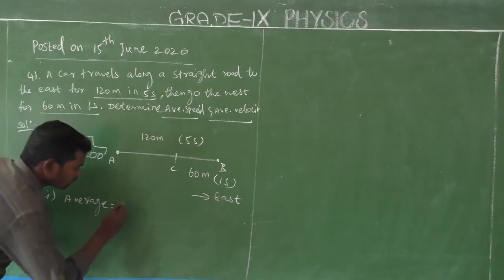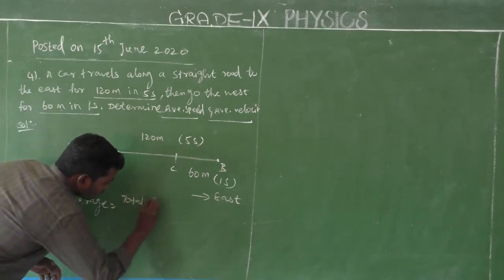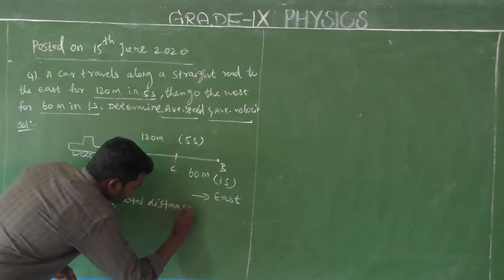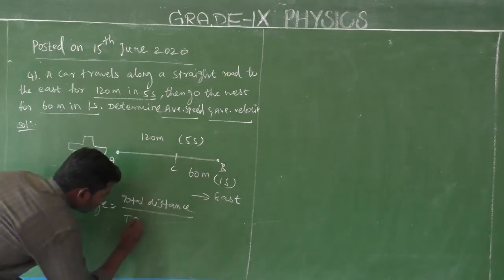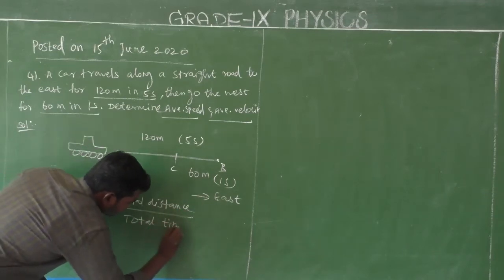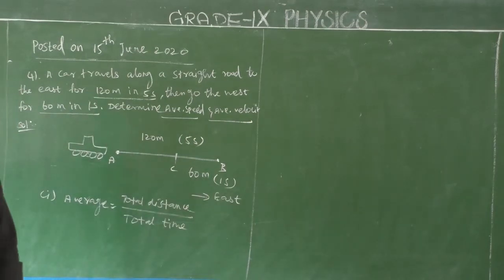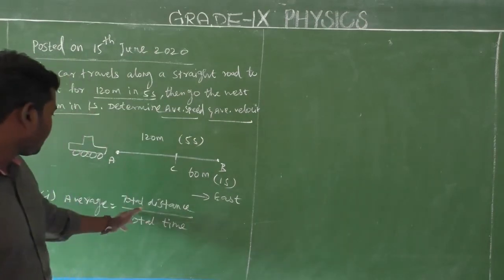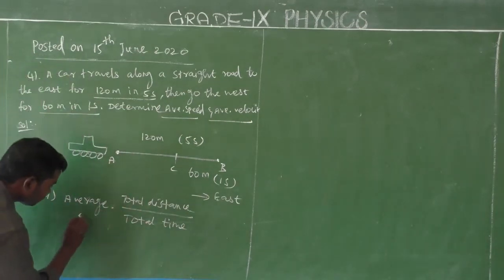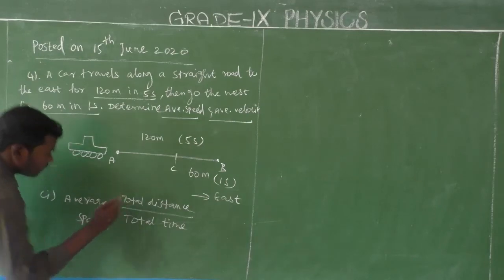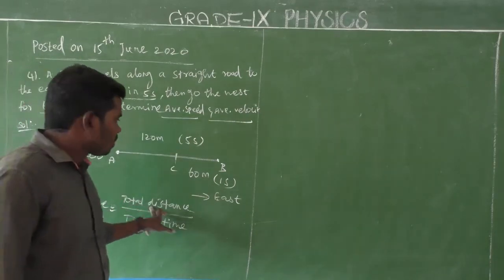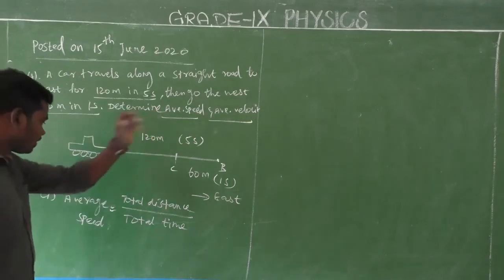Average speed is equal to total distance divided by total time taken. Total distance divided by total time taken. That is average speed. Very simple. So what is total distance? Look at here.